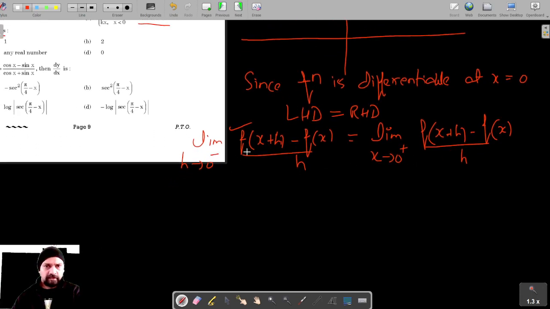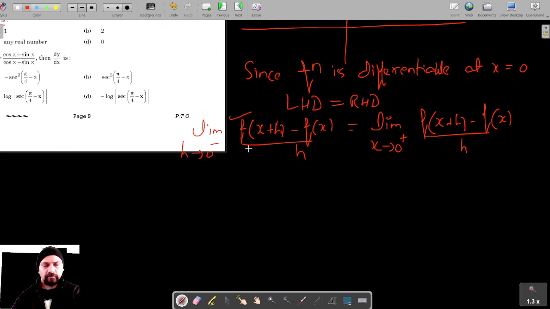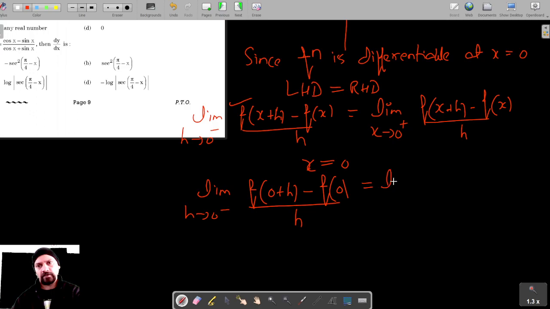Now for the left hand derivative, the function is kx. Before that, our x is 0, which gives us the left hand derivative as limit h tends to 0, f of 0 plus h minus f of 0 by h.